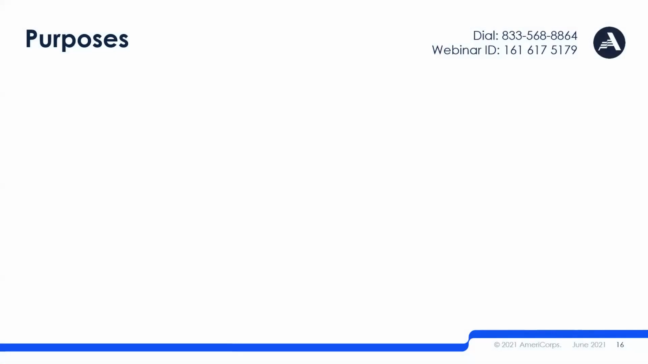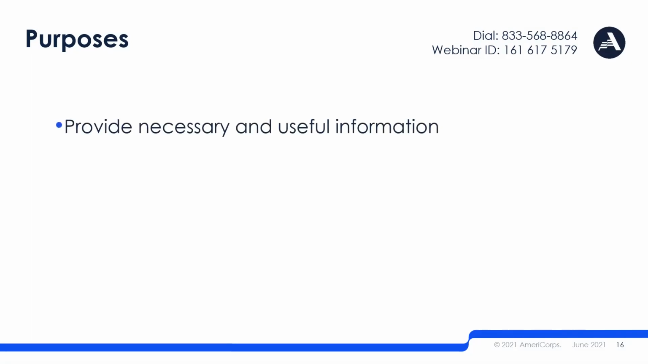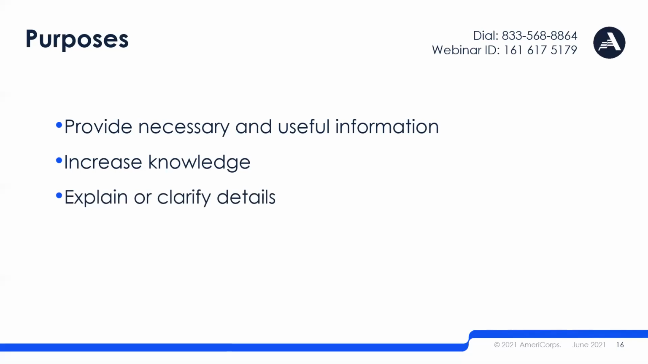So to start, communication in general, and especially with your members, serves purposes to provide information that may be necessary or simply useful. You're sharing information with them that you think they need or want to know as they start their year of service and as they continue. You also want to increase the knowledge that they have about a particular topic or subject, especially in relation to the VAD, and expand their knowledge on your VISTA project and how it aims to eliminate poverty in the community. Explain or clarify details.